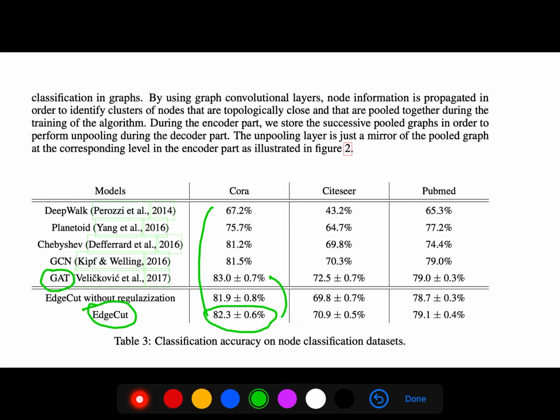Graph attention is very complex, but the drawback of graph attention is that the computational complexity is high. Otherwise, it's very accurate. So sometimes there is a trade-off between accuracy, time complexity, and cost. So this triangle, you always see that.